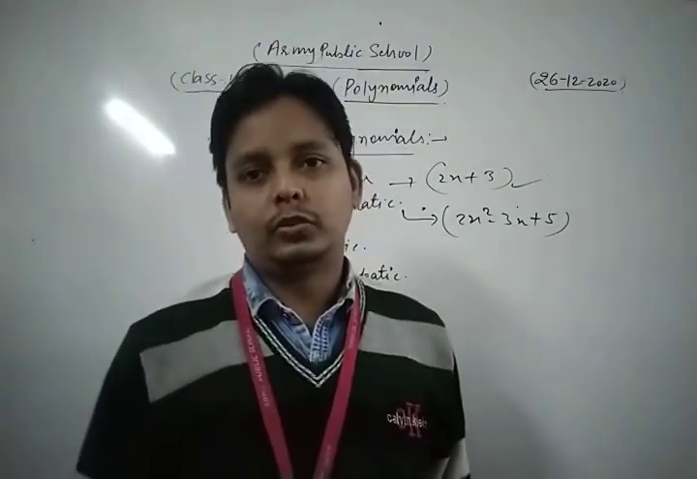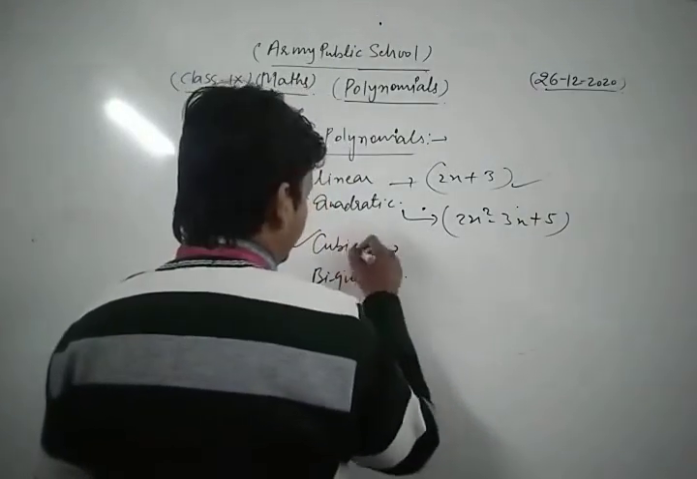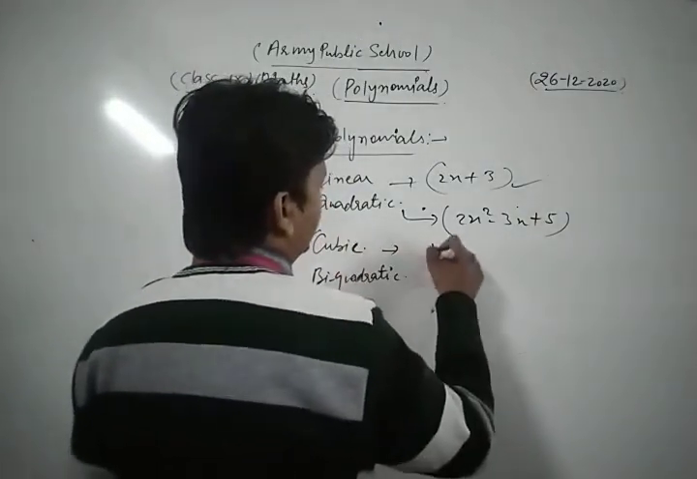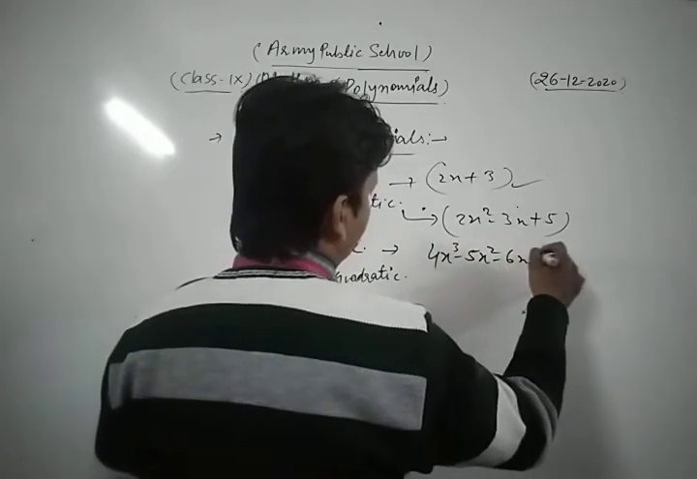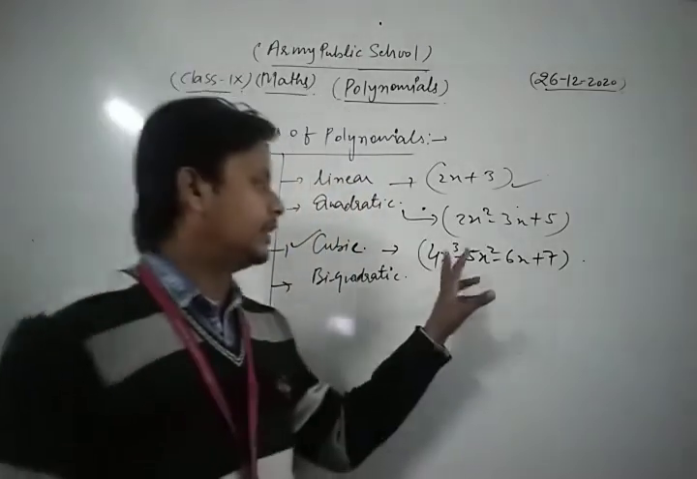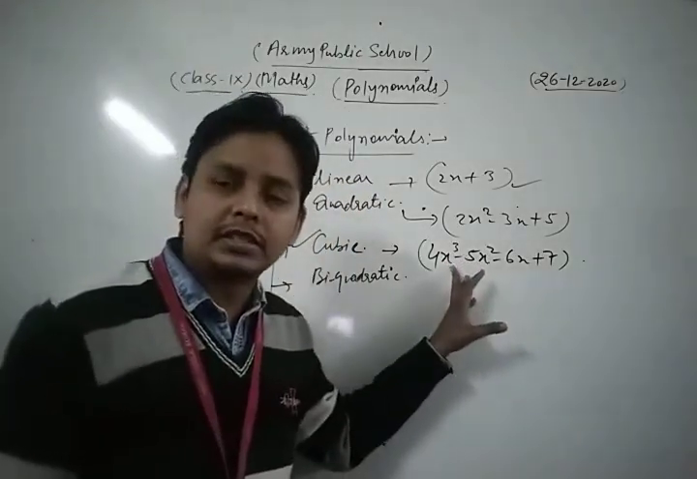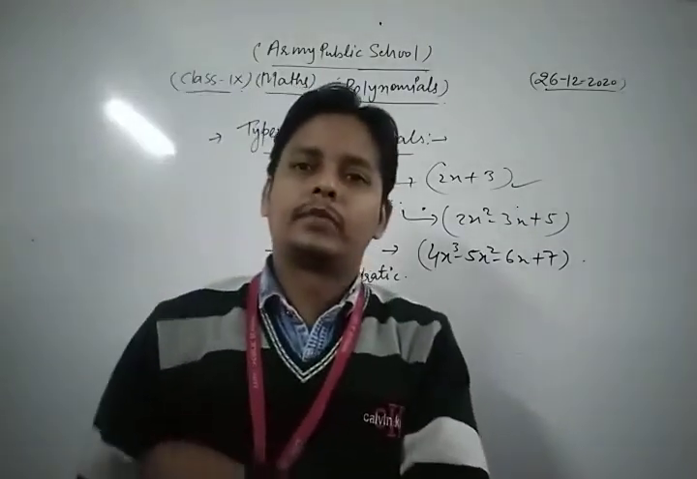Quadratic polynomial. Similarly, dear friends, we discuss the cubic polynomial. Let's see. A polynomial of the form 4x cube minus 5x square minus 6x plus 7. Here the highest power of the variable is 3.